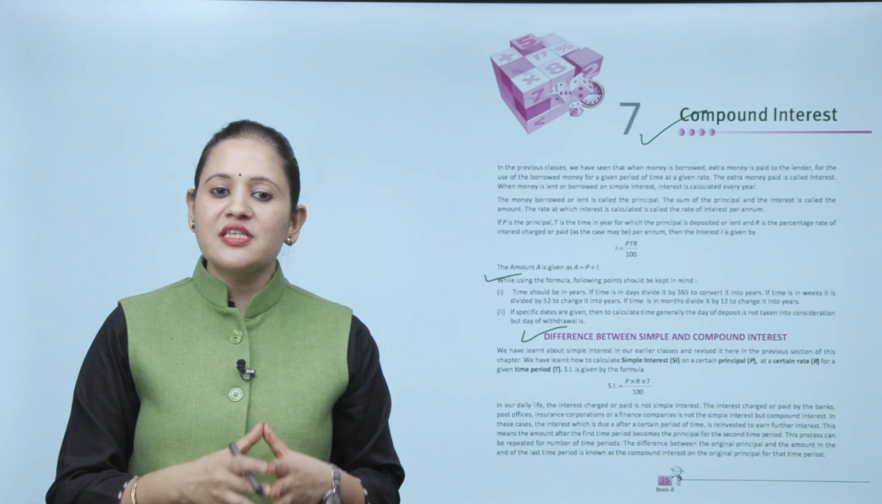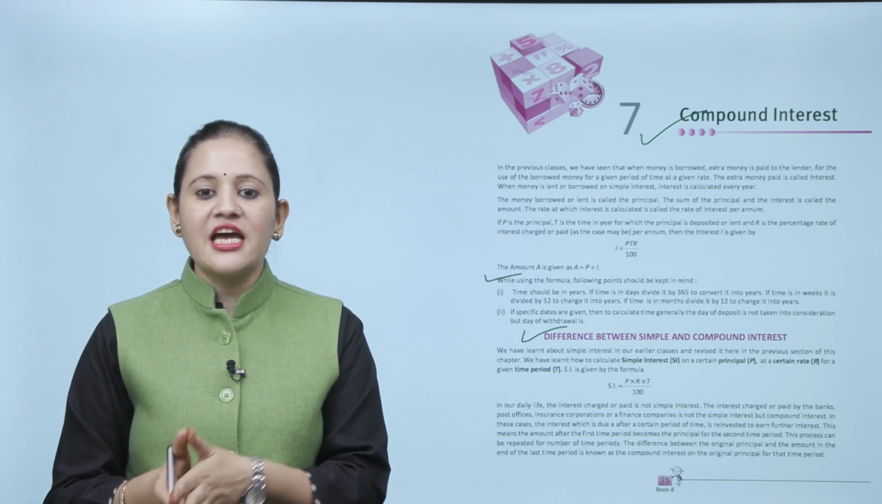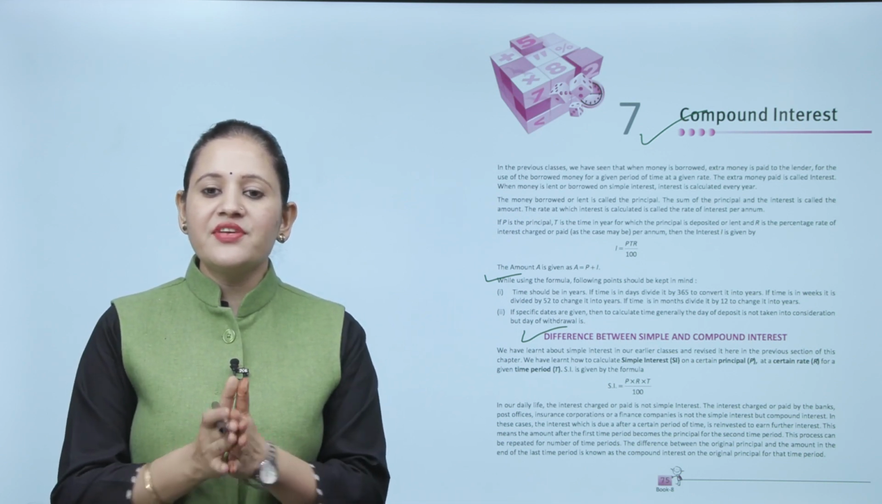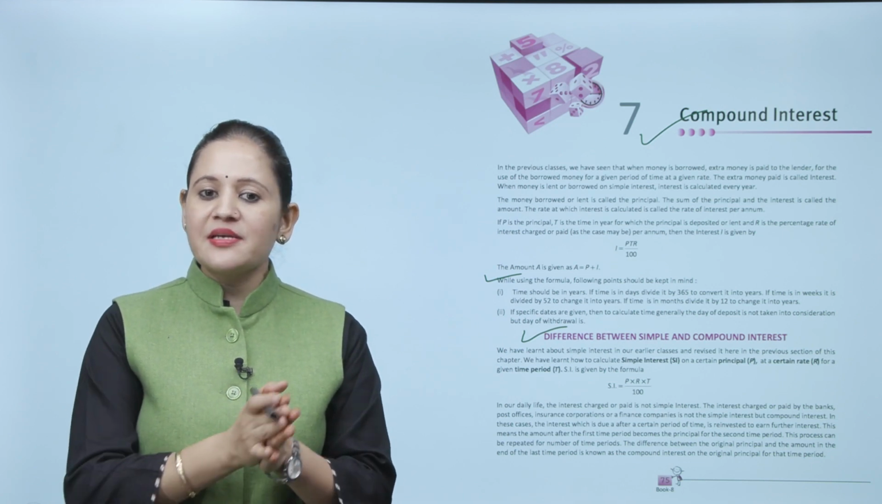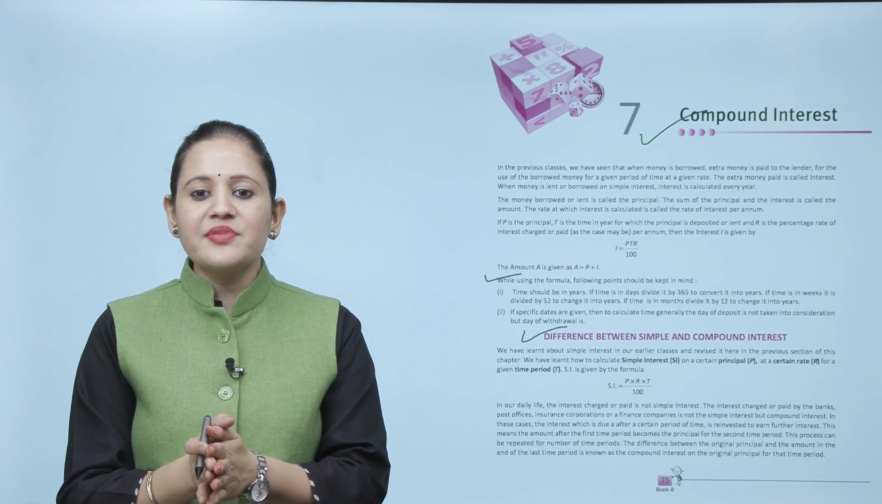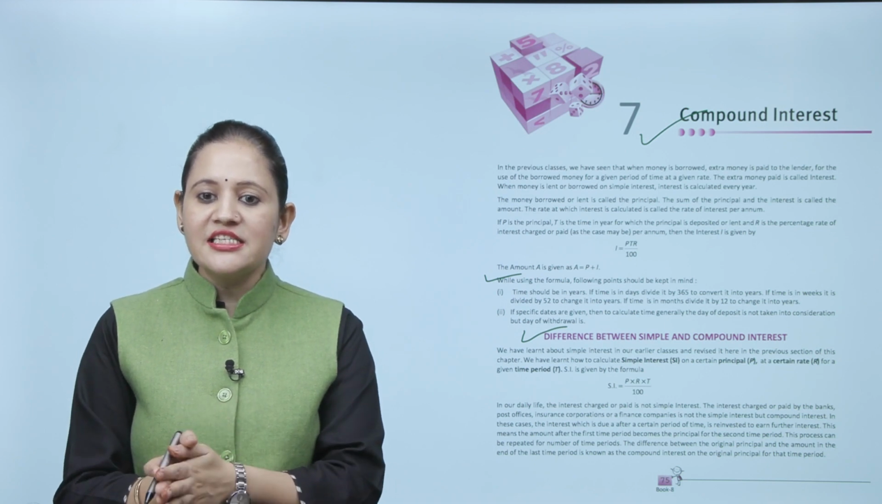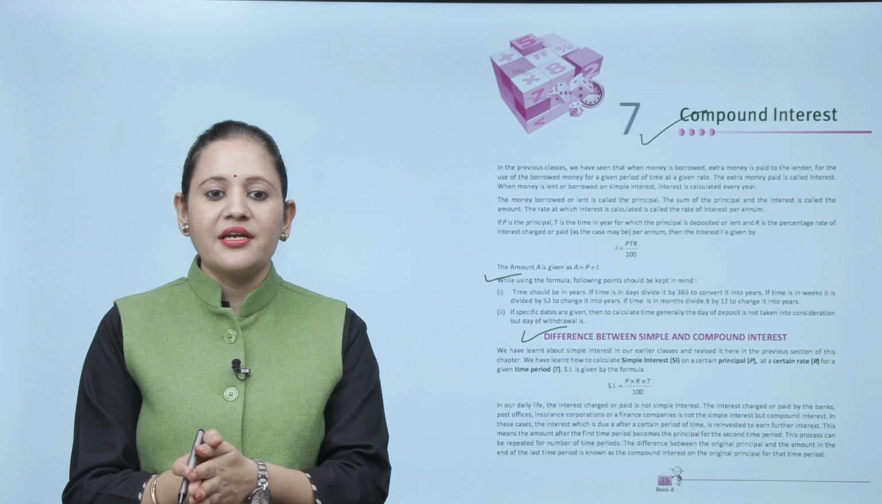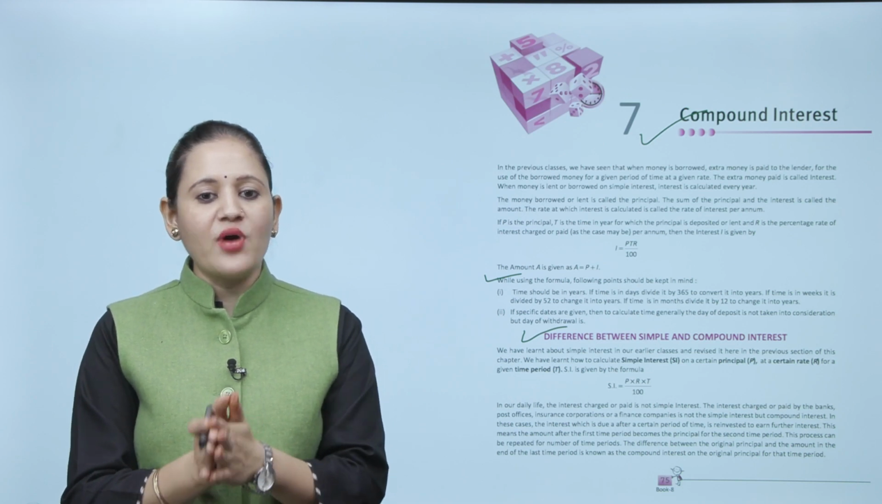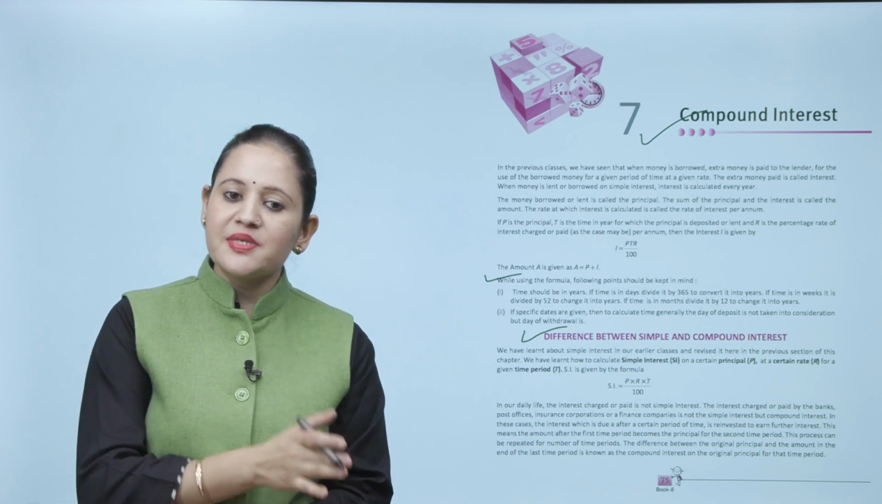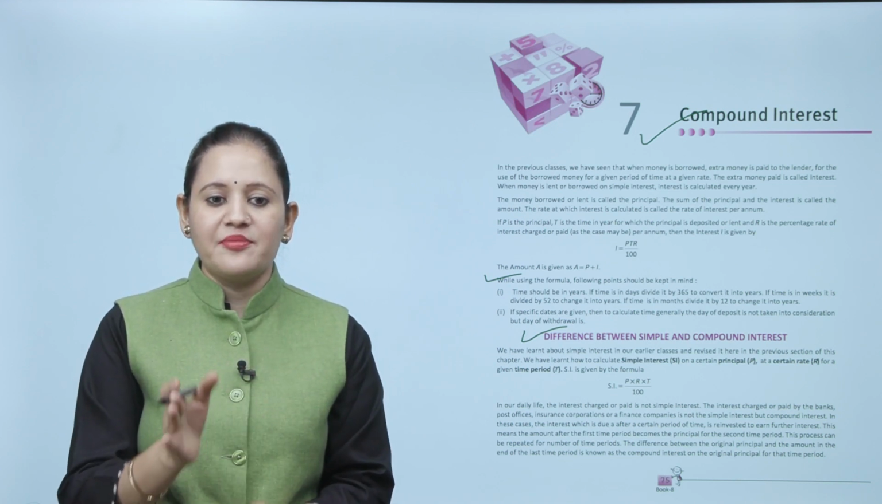Next, difference between simple and compound interest. We have learned about simple interest in our earlier classes and revised it here in the previous section of this chapter. We have learned how to calculate simple interest on a certain principal at a certain rate for the given time period. It is given by the formula simple interest equals P into R into T upon 100, where P is principal, R is rate of interest, T is time.